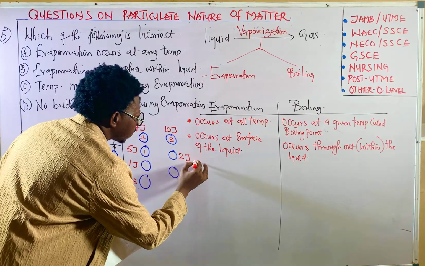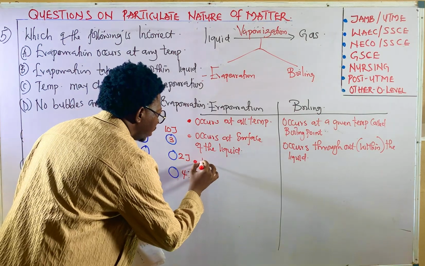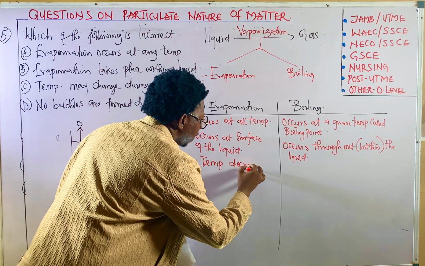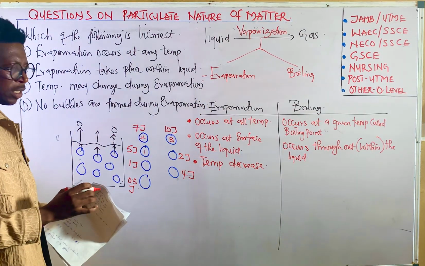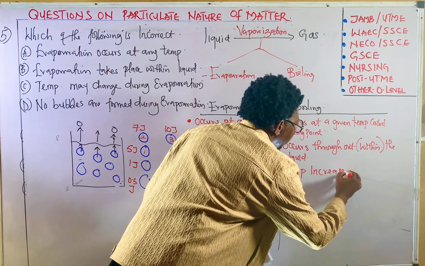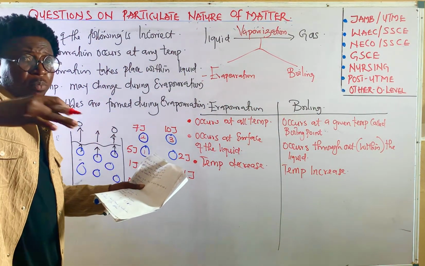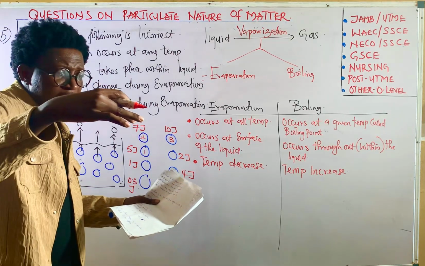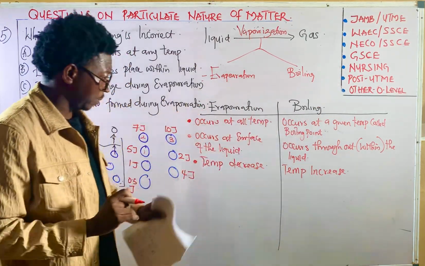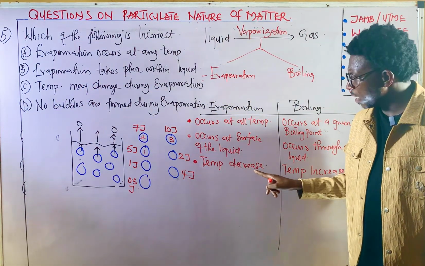Now, the next difference is temperature. During evaporation, temperature decreases. At boiling, temperature increases and gets to a point where it becomes constant. At that point it becomes constant. That's where it boils, right? Yes. So before boiling and at boiling, there's a temperature difference, right? The temperature increases. Now, evaporation leads to a decrease in temperature.